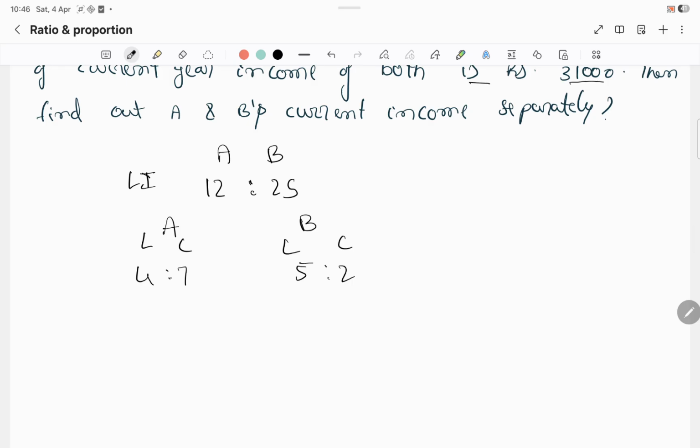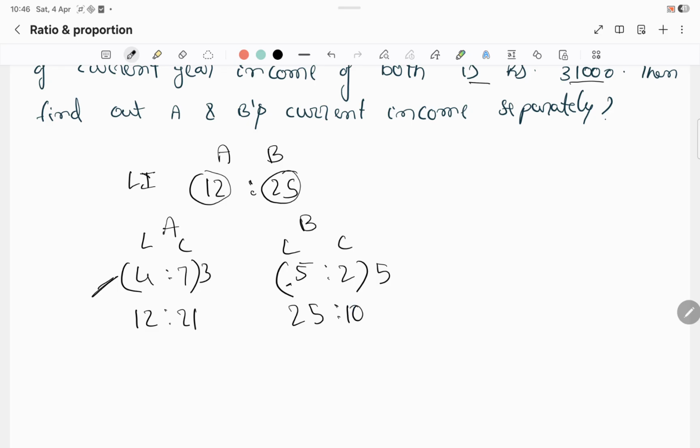So what they are saying was A 12 and B 25. This is last year income. Last year income is how many parts? 12 parts was there. If you come to A's last year income, it is only 4 parts. Means to make 12 we need to multiply this by 3. It becomes 12 is to 21. Now coming to B. B's last year's income is 25, but here only 5 parts is there. So multiply by 5 to make 25. 25 is to 10.